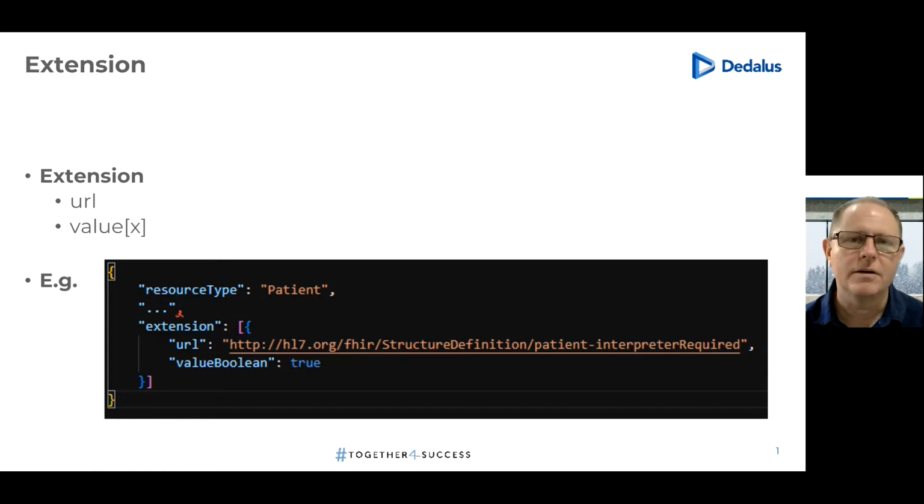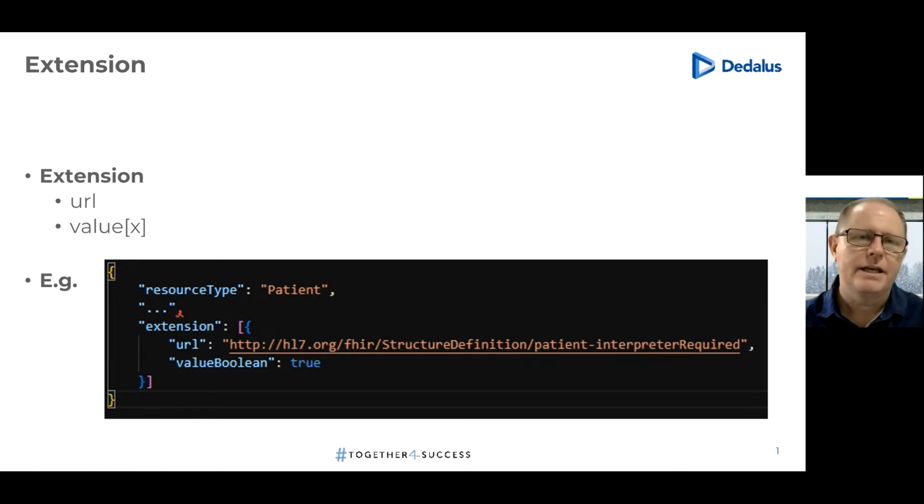So it's got a really simple structure. It's got a URL, which is the reference back to the information that relates to this particular extension. So how to work out what it actually means. And then it's got value X, and the value X just means that that's any data type of the type value. So there can be value string, value date time, value Boolean in this particular example case, but also value codeable concept, value coding. So all of the data types that are available in FHIR will have a corresponding value that you can choose from that's the most appropriate for your extension.